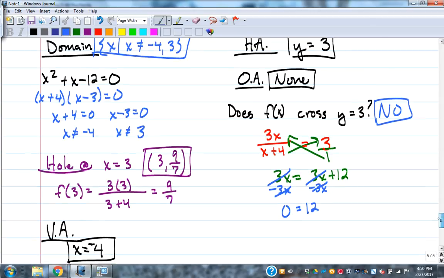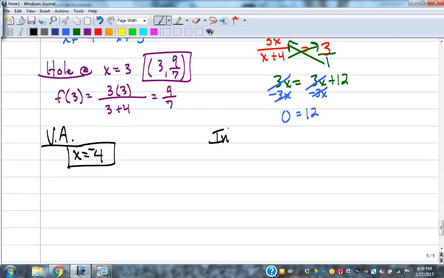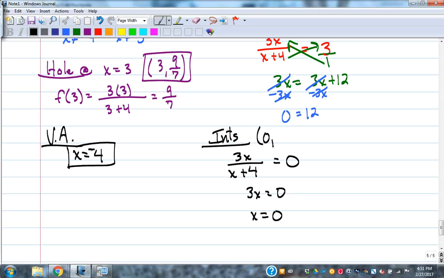Okay. Last thing, intercepts. How do we find them? Set what equal to 0? Okay, we could set the original problem. You can go back to the original or you can go to the simplified version. I think the simplified version is going to be easier on this one. Because we don't have to do that factor. Remember that the part is already canceled out. That x plus 4 is already canceled out. So it's not going to affect anything. So 3x equals 0 and x would be equal to 0. So there's an intercept at 0, 0.